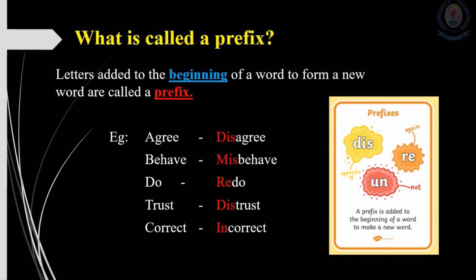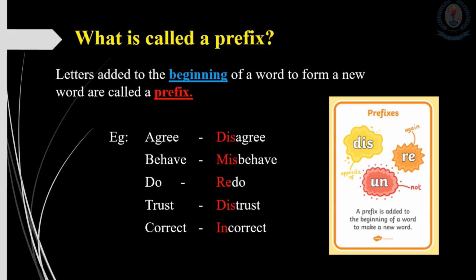Now look at the words which I have highlighted. Dis, mis, re, dis and in. These are prefixes and they are used at the beginning of the words to form a new word, which is mostly the antonym of the given word.